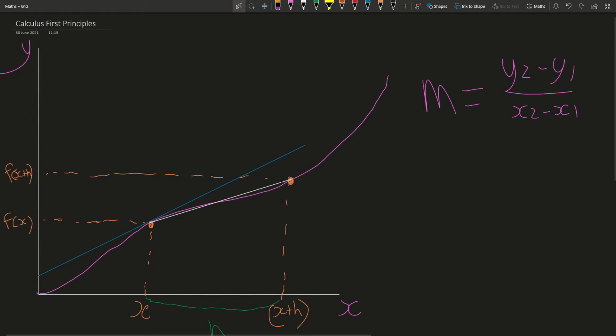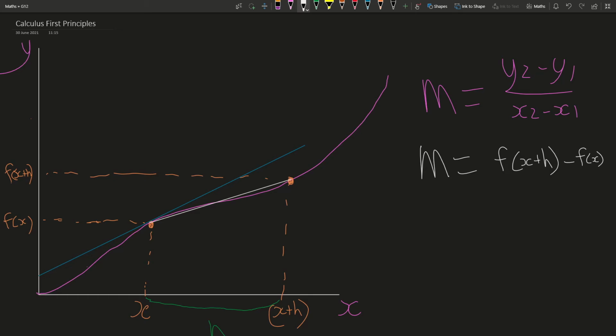Alright. But let's imagine for a minute that this line was actually accurate. How would we get the equation of this line? We would use this equation over here that we know well, and we would say, okay, the gradient is equal to y2 minus y1 over x2 minus x1. But what's y2? What are we calling y2 now? We're calling y2 f of x plus h. And what's y1? That's just f of x.